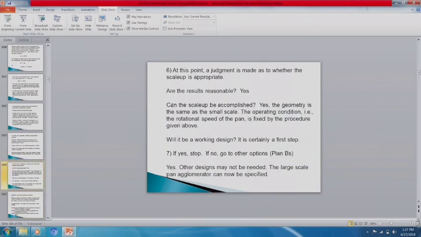So we think we'll have a working design, and the answer is yes. The geometry is the same as small scale. Operating conditions, the speed of the pan, is fixed by the procedure above. Again, it's a good first step. So we'll stop there. We won't do plan Bs until we know that this one works or does not work. Other designs are not needed, and the large-scale polymer can be specified.